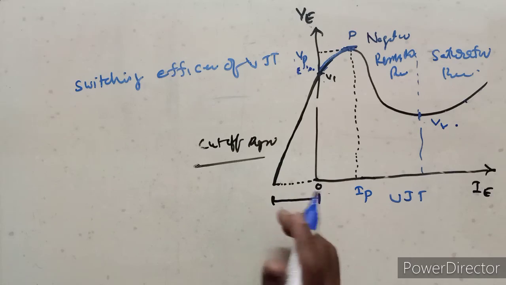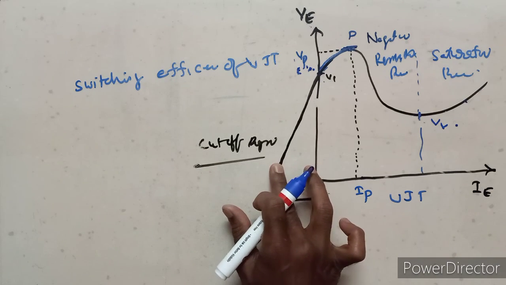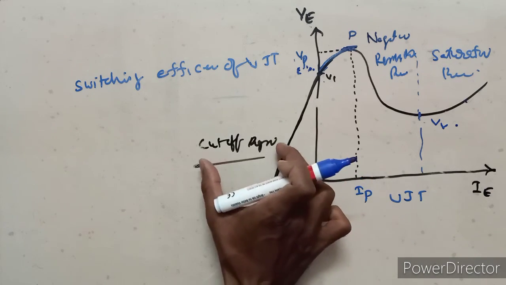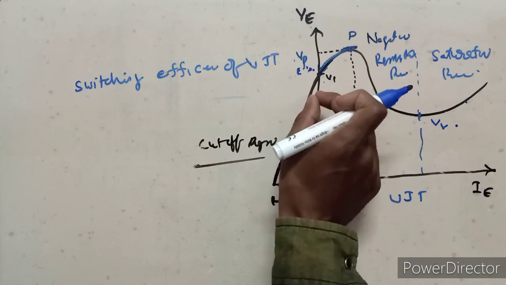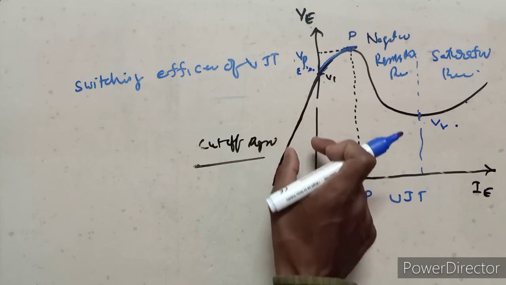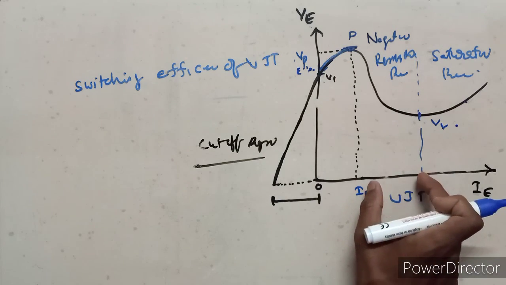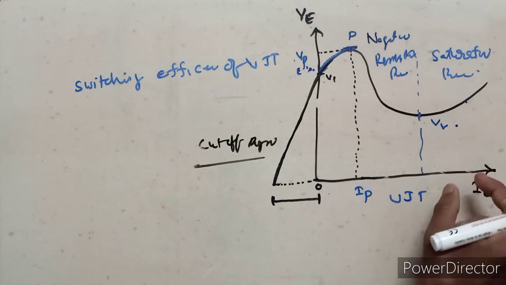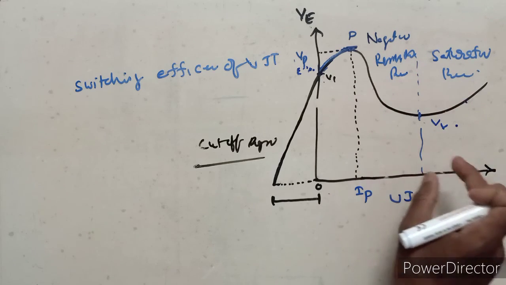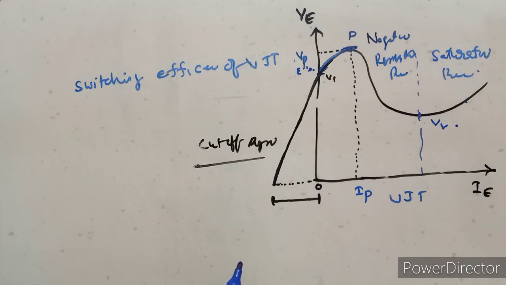So once again, this is the cutoff region, this is the leakage current, this is the peak value, this is the negative resistance region, and this is the saturation region. So totally these are the characteristics of UJT.